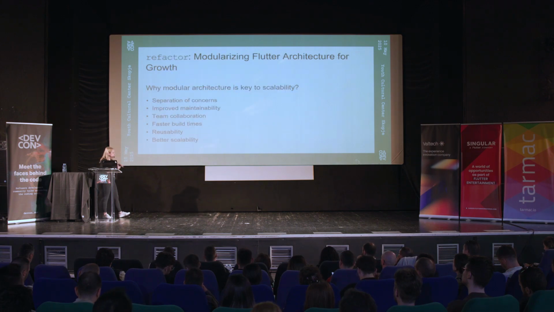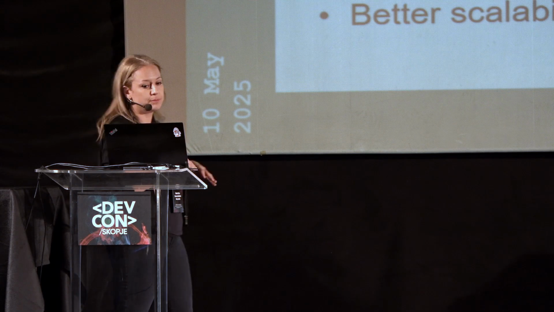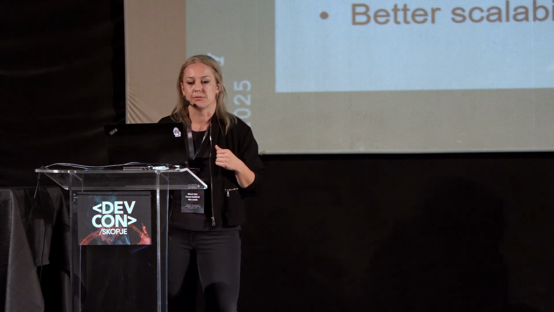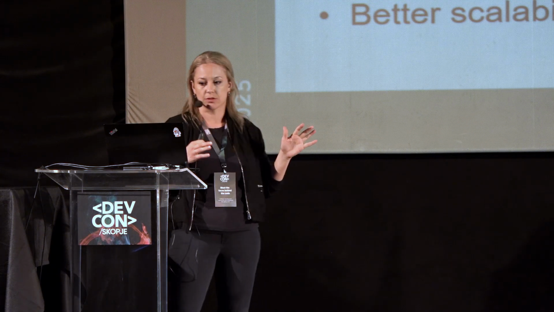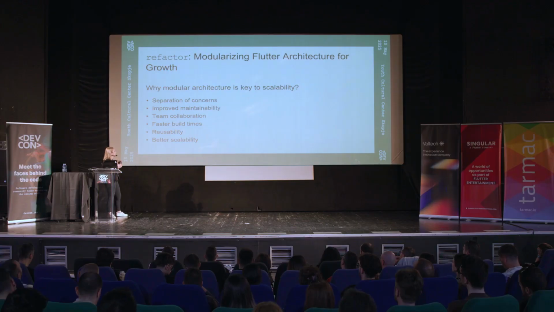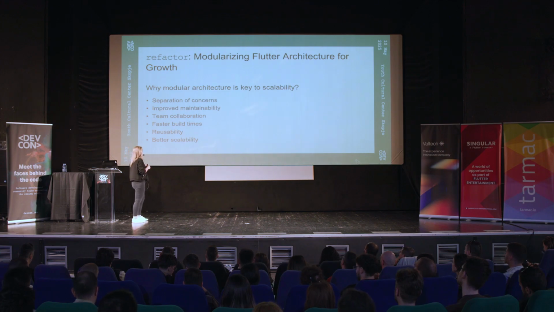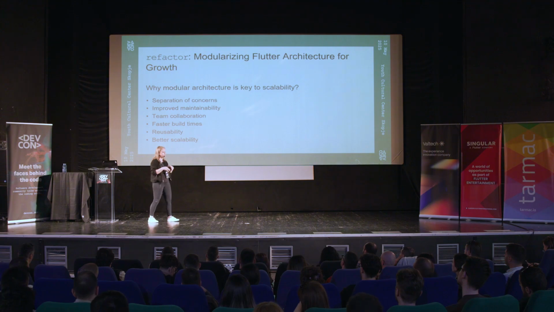So when we talk about scalability, first thing we talk about is modular architecture. So why do we need that? By modularizing our Flutter application, we unlock a range of benefits that will make our application faster and more scalable. Now, first, separation of concerns. Now, each feature or domain will have its own independent responsibility. We have improved maintainability by having smaller, isolated modules that are easier to build, maintain, test, and update.